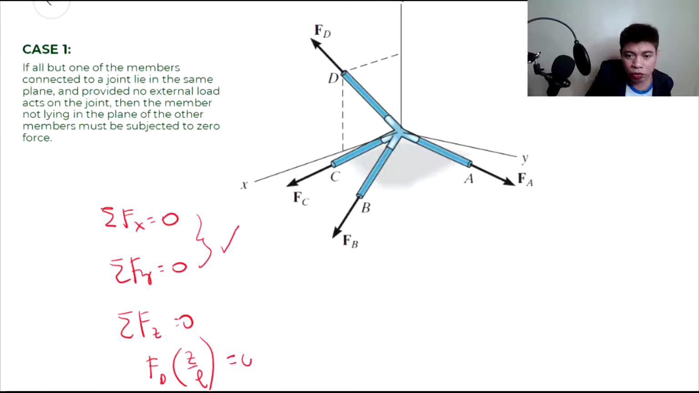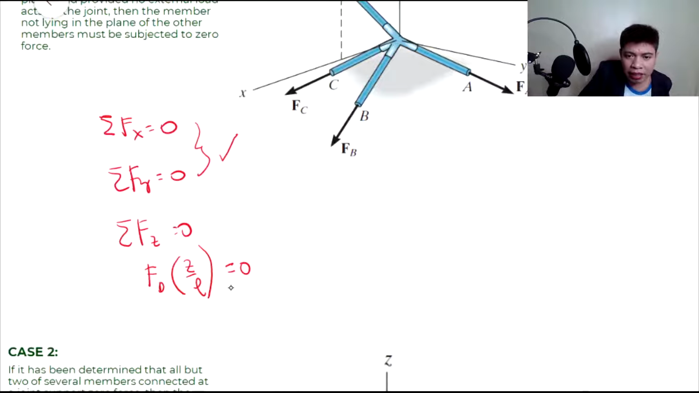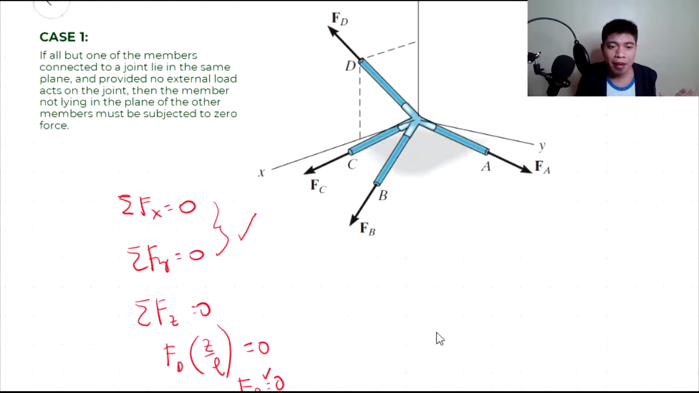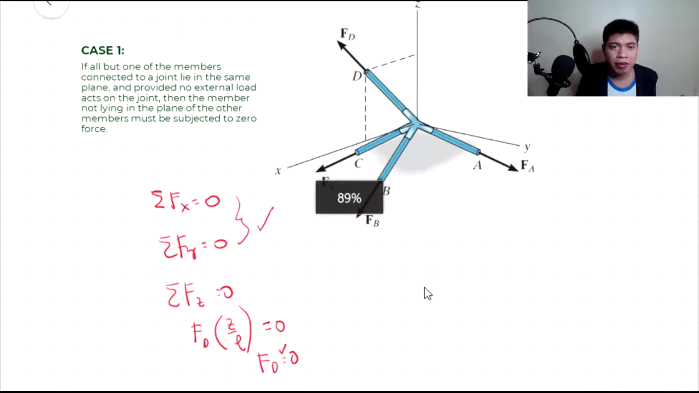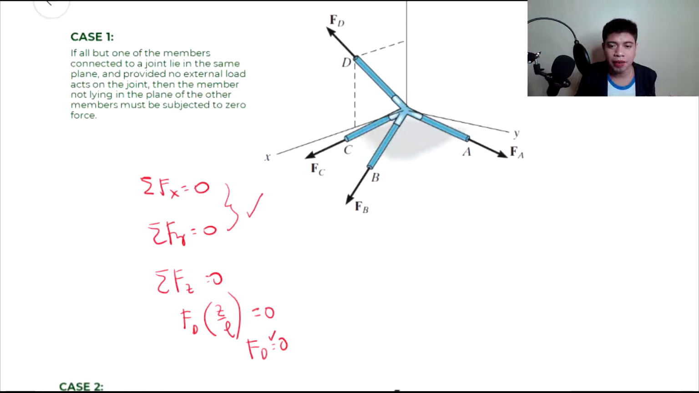So, equals to 0. So, ibig sabihin, kahit may value tayo, guys, netong Z over L, since 0 sa kabila, then automatically, di ba, 0 divided by this value will be 0. So, F sub D is automatically 0. So, that is a zero force member. So, I hope naintindihan nyo yung explanation, guys, no? Very simple lang naman yung idea nun. Okay? So, you can screenshot if you want.